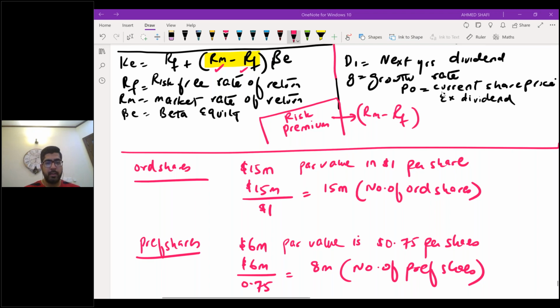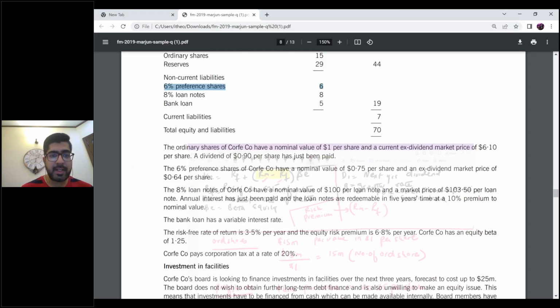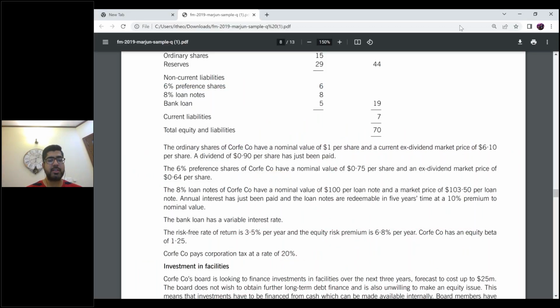Okay, so if I look at the question again, I was provided with the balance sheet, and in the balance sheet, later paragraphs were ordinary shares with a par value of 1 and market price of 6.1. Ordinary shares par value was given, so I calculated the number of ordinary shares. Preference shares par value was given, so I calculated the number of preference shares. Loan notes have a par value of 100 and market price 103.5, the bank loan has a variable rate, risk-free rate 3.5%, premium 6.8%, equity beta 1.2, tax rate is 20%.